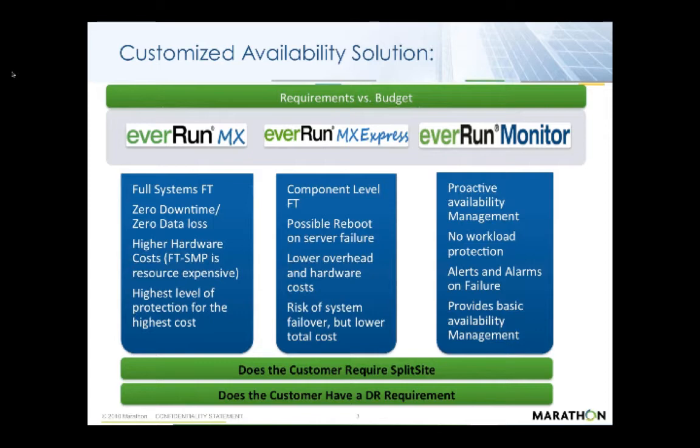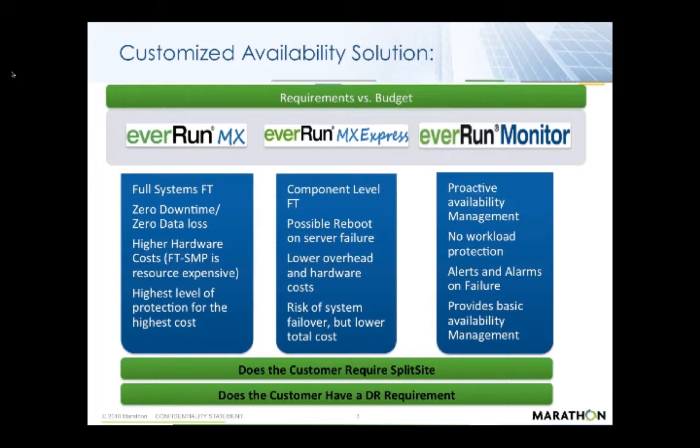However, we also acknowledge that the highest level of protection can ultimately bring in a higher level of cost. And we want to make sure that we're able to offer a set of solutions that balances the requirements for the customer with their budget, and make sure that you, our partners, and our customers understand that we offer a full range of availability solutions.